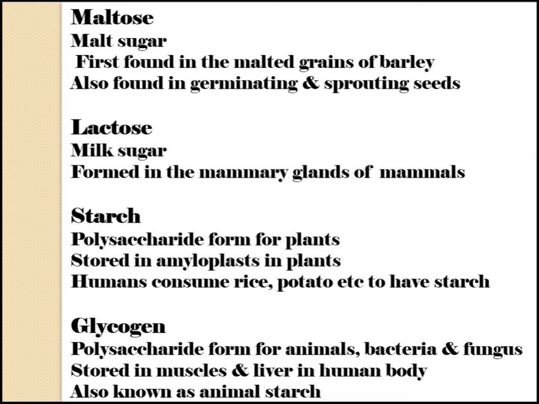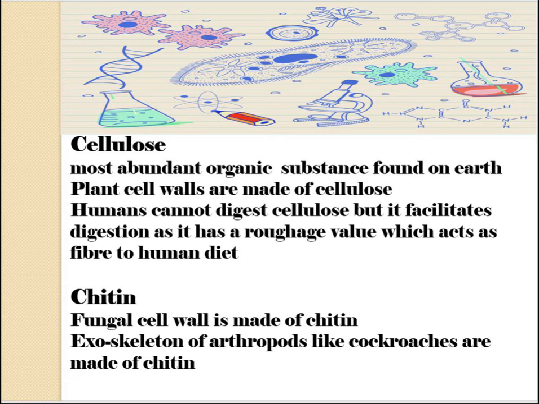Moving on, there are only two left in this category, that is cellulose and chitin. What is cellulose? Cellulose is the most abundant organic substance found on earth. Most of the time you get cellulose in plant cells. Humans, animals, everywhere you can get it. Like plant cell walls, mainly the plant cell walls.